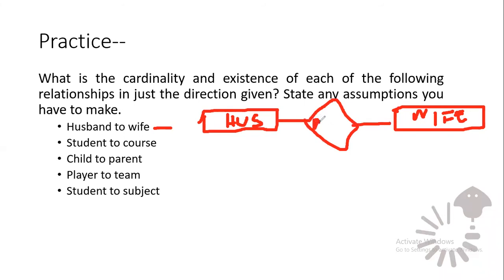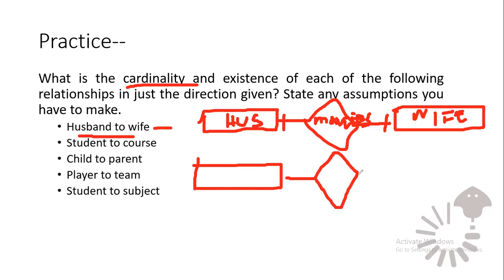Husband marries wife. Usually the verb is in present tense. If we are following Christian, what is the cardinality? Anong cardinality? Ilang husband ang involved sa ilang wife? Okay, so one husband marries one wife. That is the cardinality.